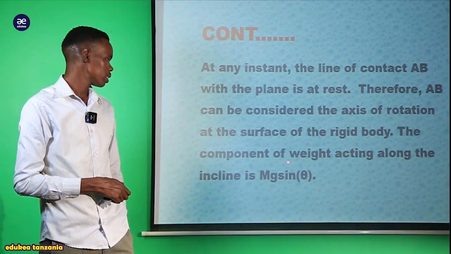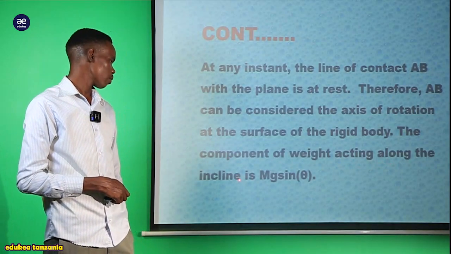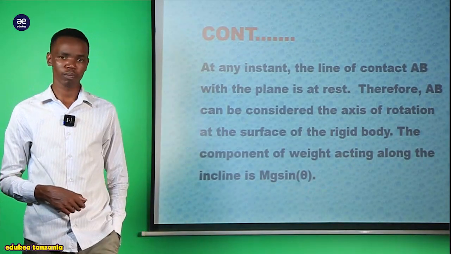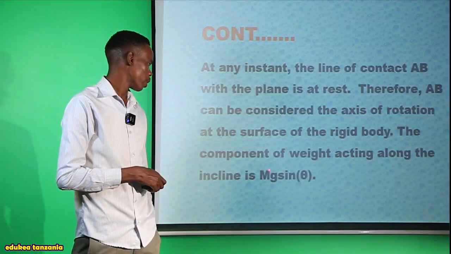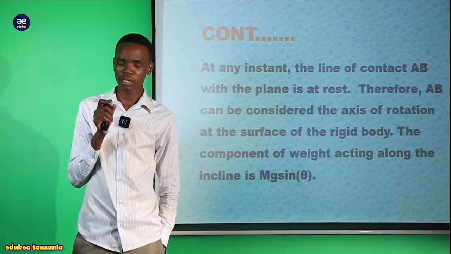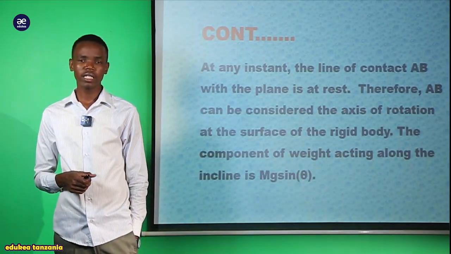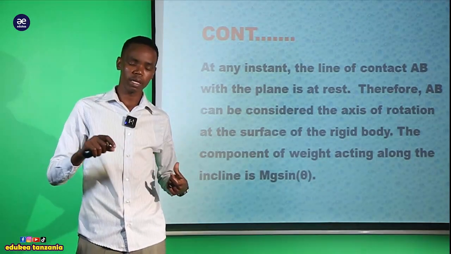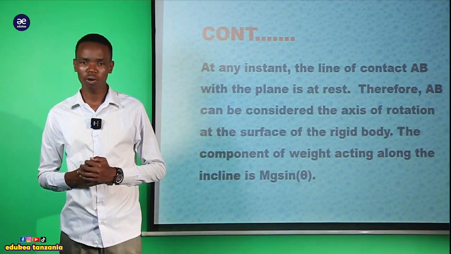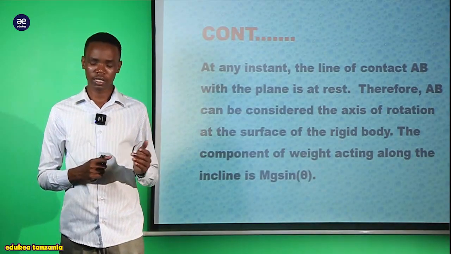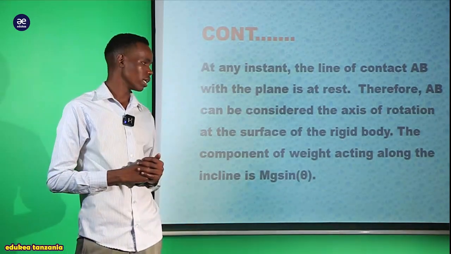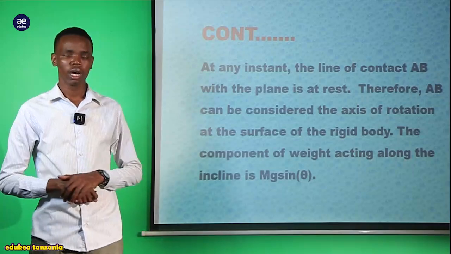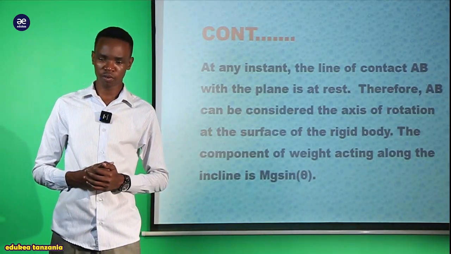So the component of weight acting along the inclined plane is this one. How can we get the weight that lies along the inclined plane? The weight that lies on the inclined plane, my dear student, on the line AB must be equal to the horizontal force. This can be represented by mg sine theta, as we try to observe here.